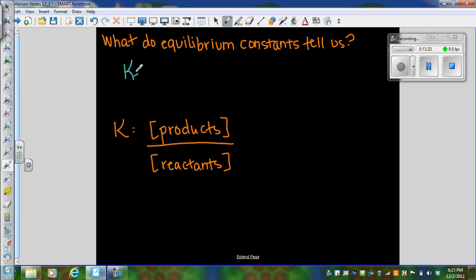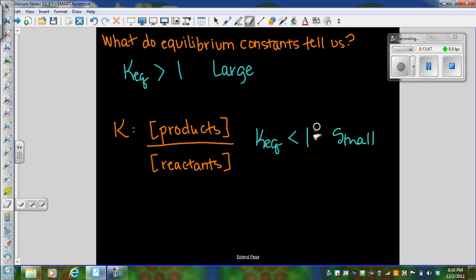We can have equilibrium constants that are large, and we define large as being greater than 1. We can have equilibrium constants which are less than 1, and we will call that small. And we can, less frequently, have an equilibrium constant which is equal to 1. And that's much more rare than the other two.